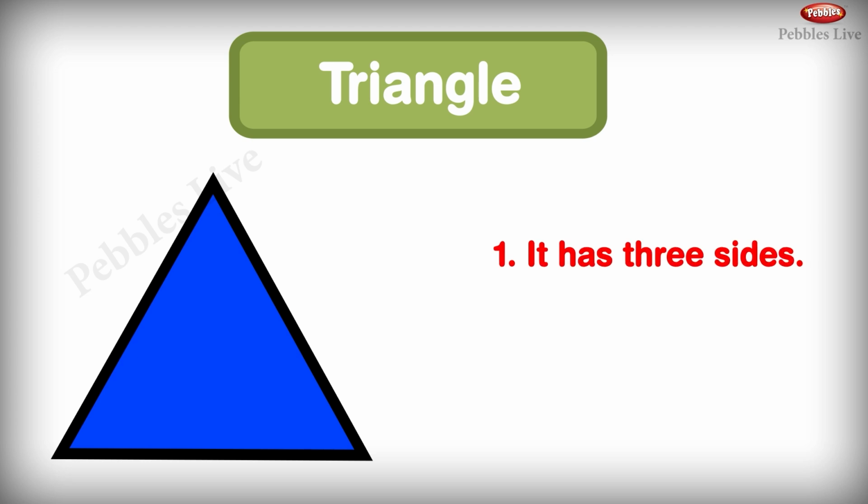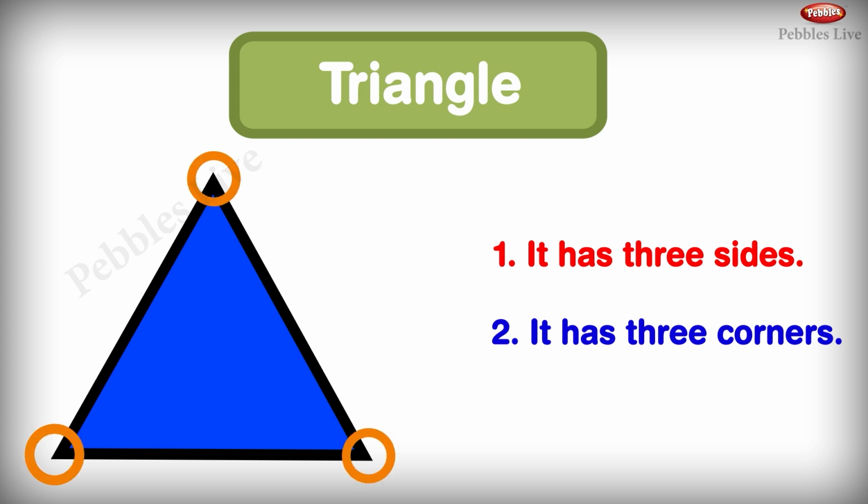Triangle. It has 3 sides. 1, 2, 3. It has 3 corners. 1, 2, 3.